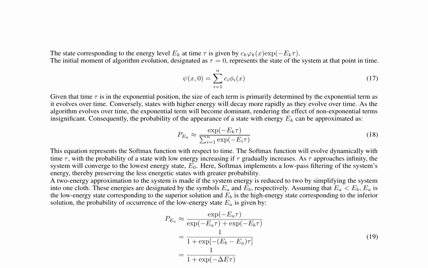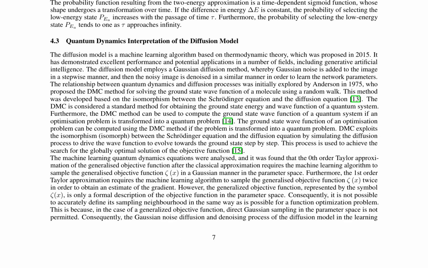This function dynamically evolves with time, favoring states with lower energy. In a two-energy approximation, the system is simplified to two energies, A and E flat, where A is the low-energy state corresponding to the superior solution and E flat is the high-energy state corresponding to the inferior solution. The probability of the low-energy state A is given by P approximately equals 1 plus exp(EB minus EA) tau, which is a time-dependent sigmoid function. The probability of selecting the low-energy state increases with time and approaches 1 as tau approaches infinity.